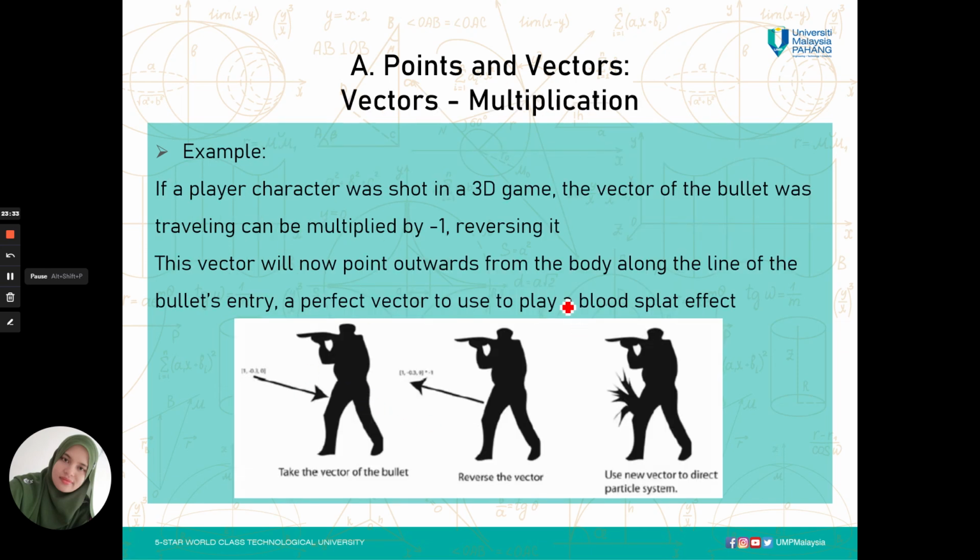For example, like this one. In a game, when you want to give the effect of a character being shot by a bullet, let's say this is the bullet. You take the vector of the bullet and then you move it backward, reverse the vector. So the vector now will point outward from the body along the line. Then by having this reversed vector, you can make a blood splat effect.